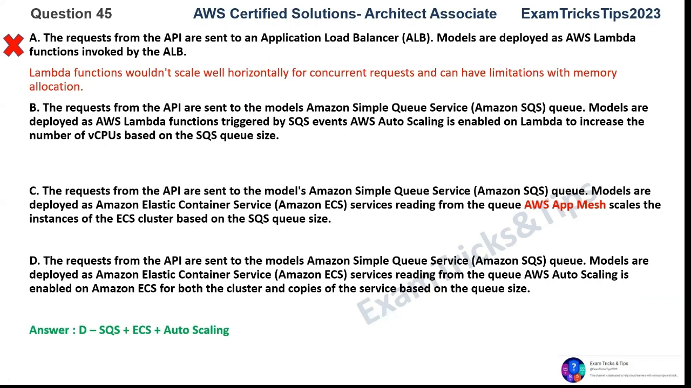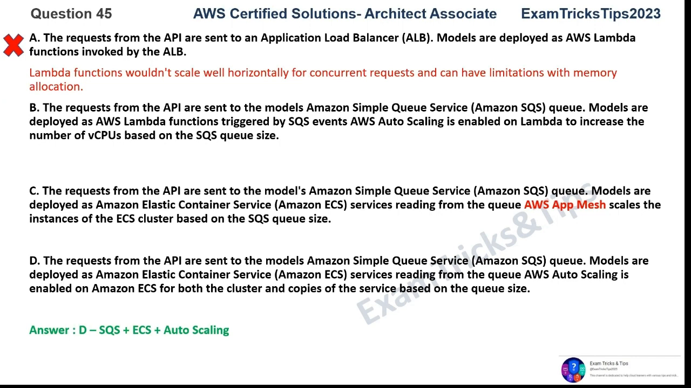Option B says the request from APIs are sent to the Amazon SQS. Models are deployed using AWS Lambda function triggered by SQS events, and AWS auto scaling is enabled on Lambda to increase the number of vCPUs on the SQS size. So from an SQS perspective, I think this option is using the right service for decoupling. What I'm happy about is usage of Lambda and autoscaling.